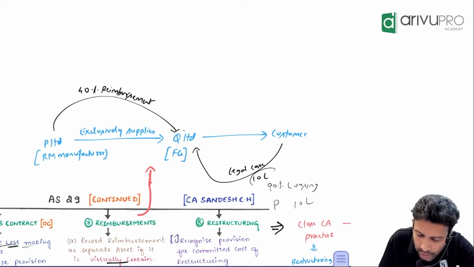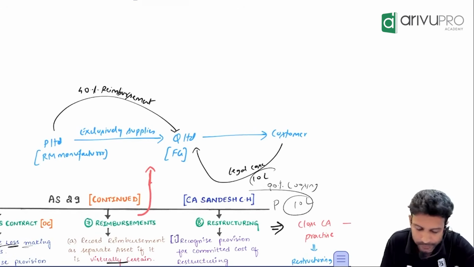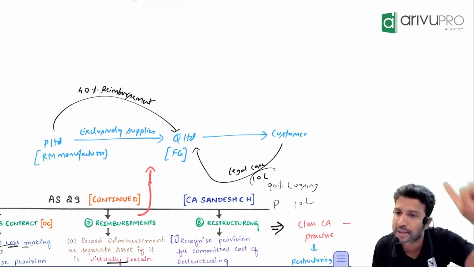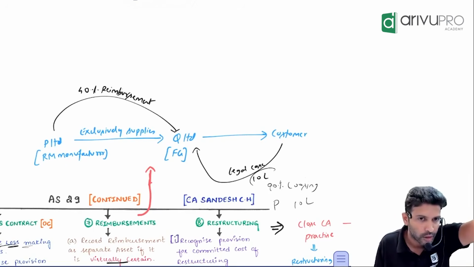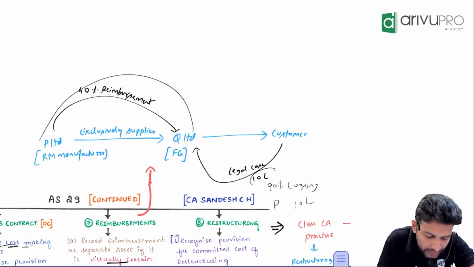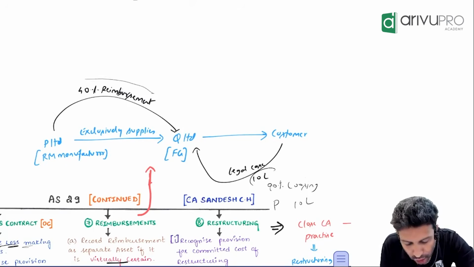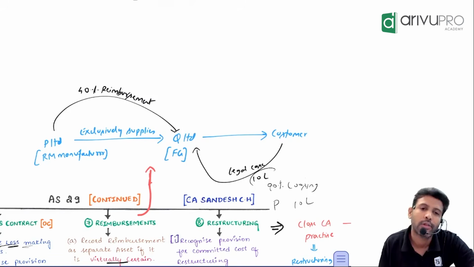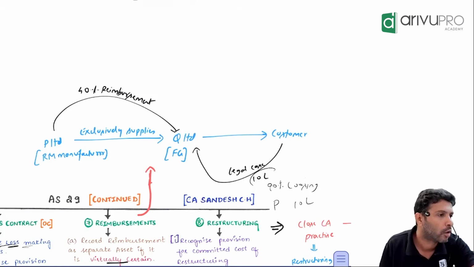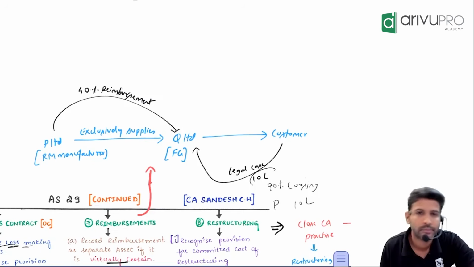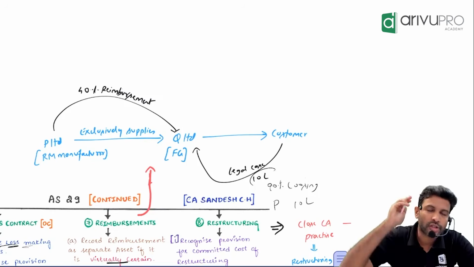Now, Q Limited has to pay to the customer how much? Q has to pay to the customer 10 lakh because the case is going on. But Q will not keep quiet, it will collect some money back. How much money will Q collect from P Limited? 40%, which is how much? 4 lakh. That we call as reimbursement.